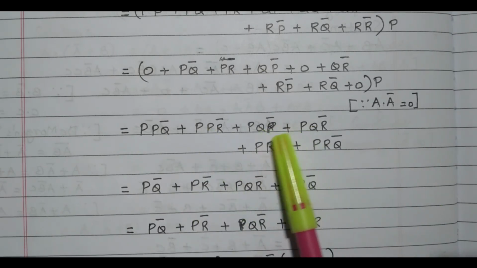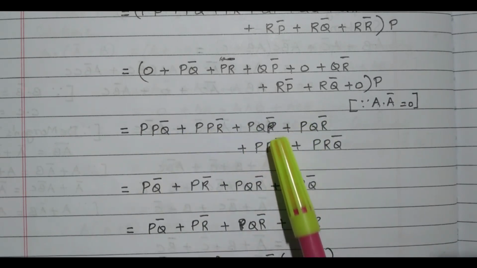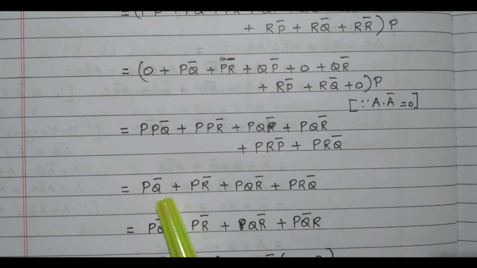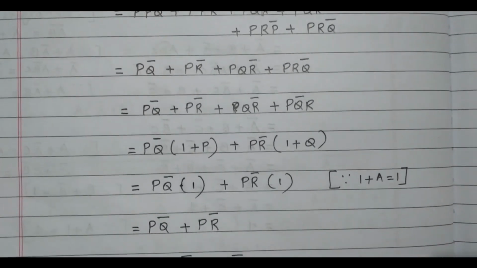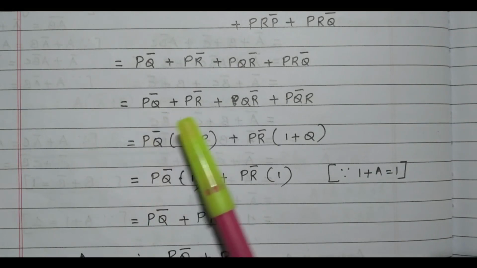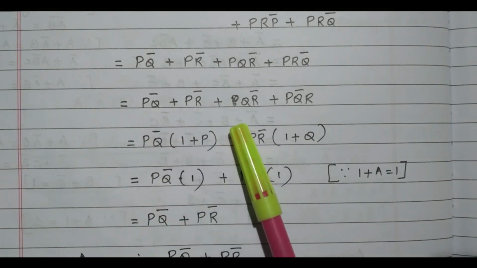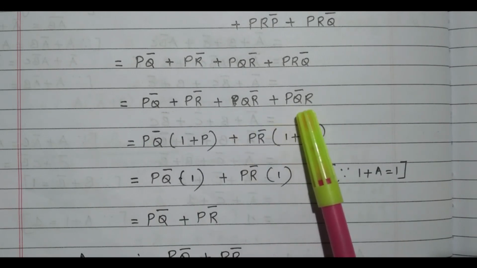Here 2 terms available, similar terms available, so we need to write only one term. Here P into P̄ becomes 0, right? So the 6 terms available now reduced to 4 terms. One term is 0, and one term is available 2 times, so it is reduced to 4 terms. Now we'll go for the further simplification, right? So what we can do: PQ̄ plus PR̄ plus QR̄ plus PQR. So these are all the terms available.